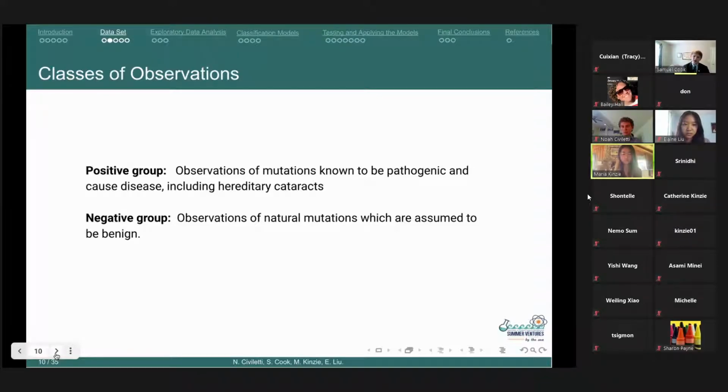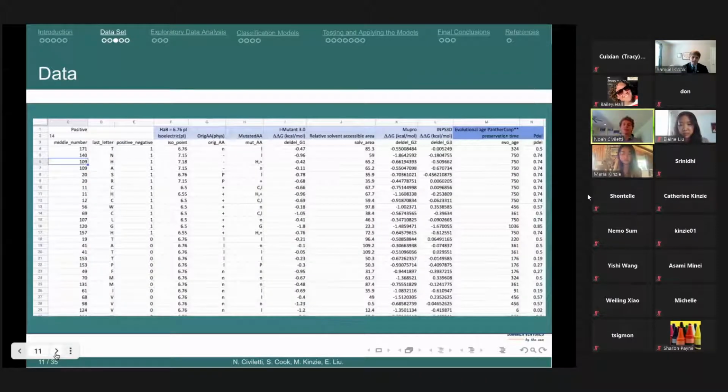Now, we're going to be using the terms positive and negative a lot throughout the rest of this presentation, so we want to explain what they mean. The positive group are observations of mutations that are known to be pathogenic and cause diseases, including hereditary cataracts, while the negative group are observations of natural mutations that are assumed to be benign and do not cause diseases like cataracts. Here's a sample of the data we received. As you can see, there's both qualitative and quantitative data.